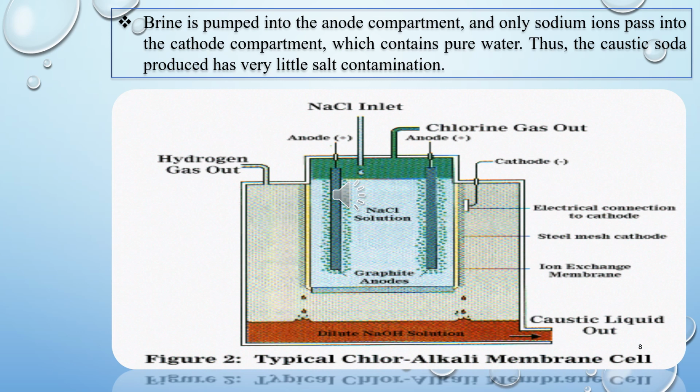So here is the first point in the representation of the diaphragm cell, mercury cell, membrane cell or chloralkali membrane cell. Brine is pumped into the anode compartment and only sodium ion passes into the cathode compartment, which contains pure water. Thus, the caustic soda produced has very little salt contamination.